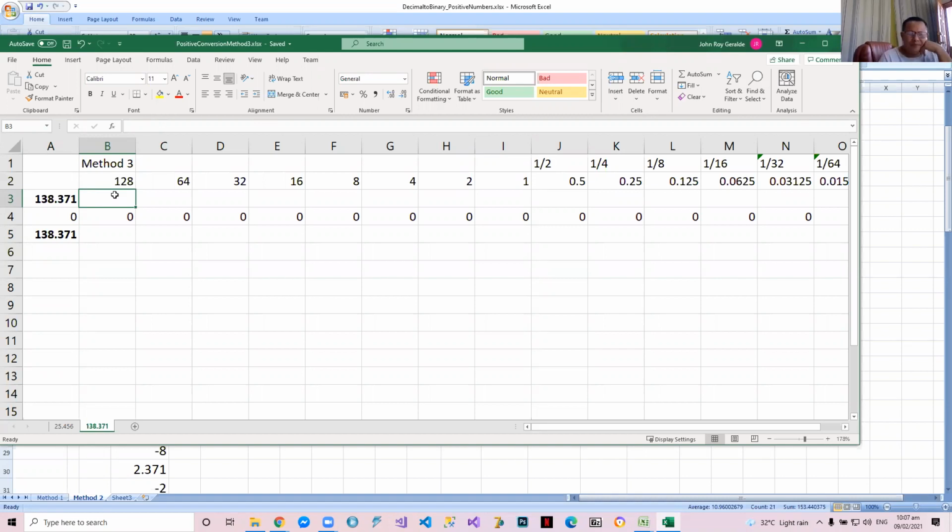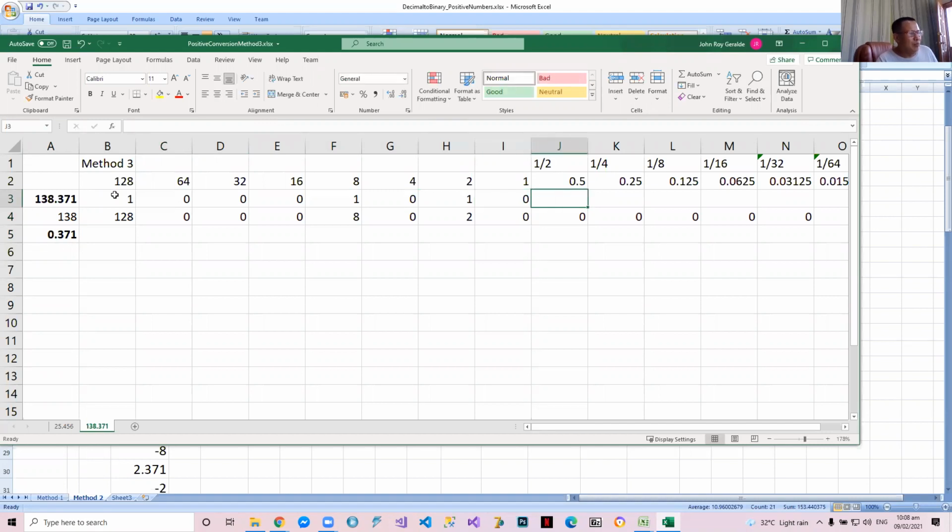138.371. Anong pwede nating i-pick? Of course, 128. Okay. So when we pick 128, we are left with 3.371. Okay, so we'll mark this as 0 because this is 0. Now, can we pick 8? Yes. Okay. So we're left with 2.371. So we'll mark this. We can pick this. We can pick 2, right? We're left with 0.371. So we can pick 1.